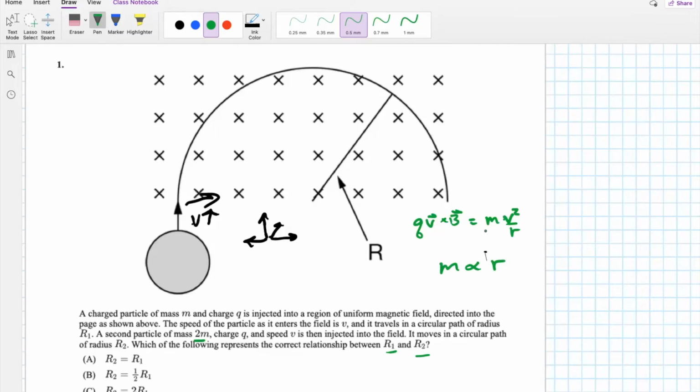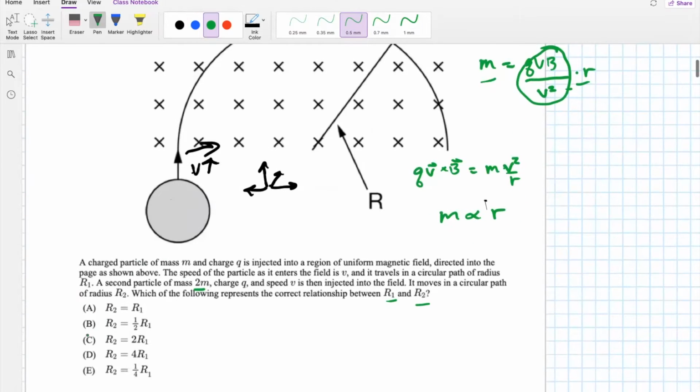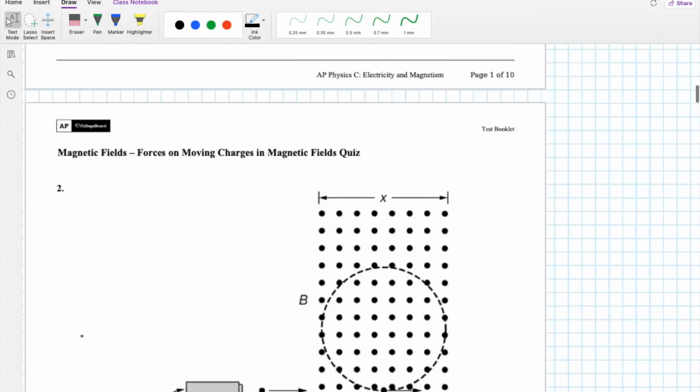If you want it algebraically, we can see that if we solve for the mass, it is going to be QVB, and then sine theta, they're perpendicular, so I'll just leave it as the magnitude here, divided by V squared times R. Nothing else is changing in this problem, so all of this quantity here essentially is irrelevant in the comparison, so we see that the mass and radius are directly proportional. Twice the mass gives us twice the radius. Let's go to the next one.